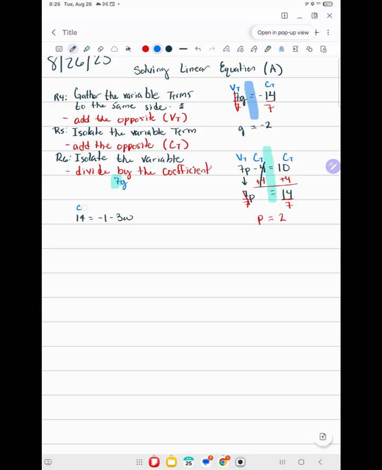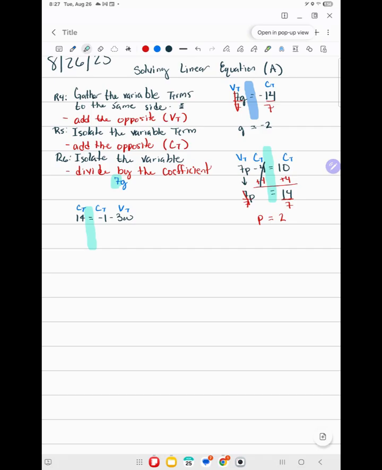14 is a constant term. Remember, a constant term is just a number. Number that stands alone. Negative 1 is also a constant term. It's just a regular number. And 3w is, well, negative 3w, because that sign goes with that number that's in front of. So negative 3w is a variable term because it has a w with it. And now we're going to make sure we split this problem into two sides.